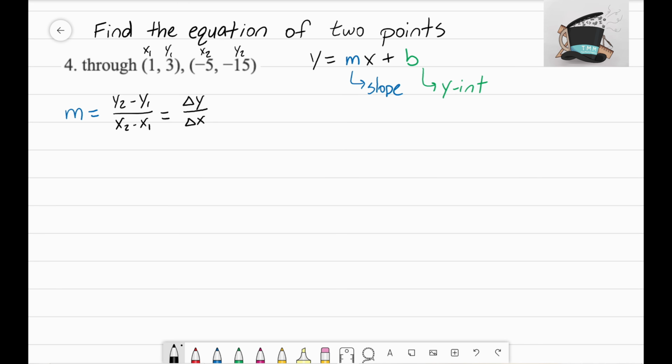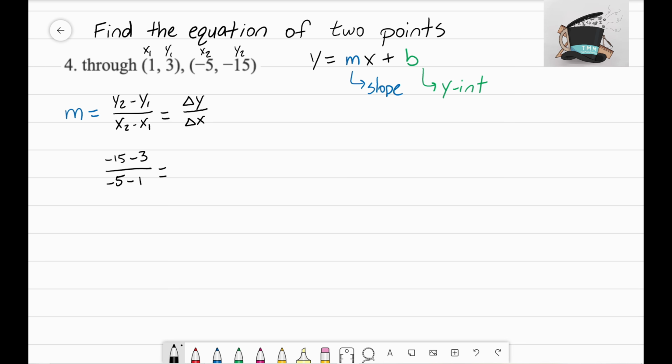In order to find my slope, I just have to take these points and plug them into this formula. So let's go ahead and do that. We have y2 minus y1. Well, my y2 is -15 minus my y1, which is 3, over my x2, which is -5, minus my x1, which is 1. So far, so good.